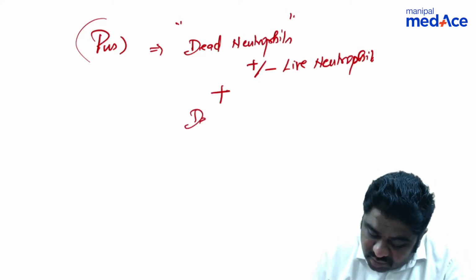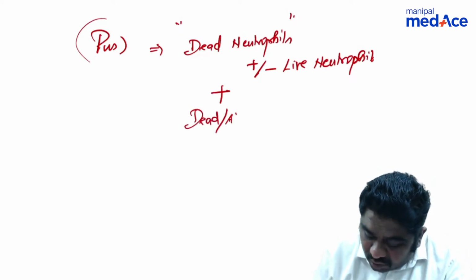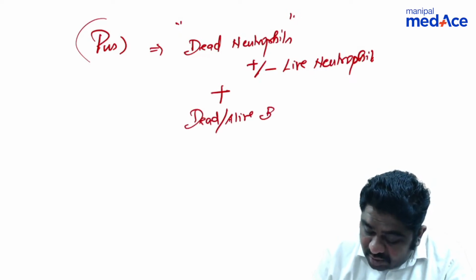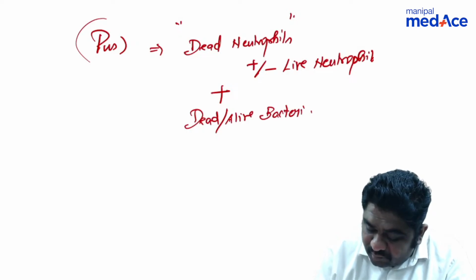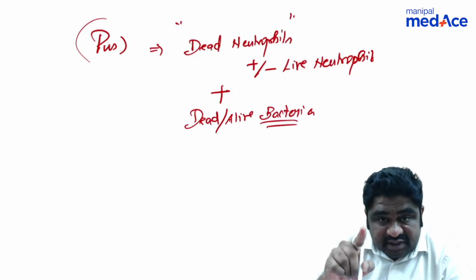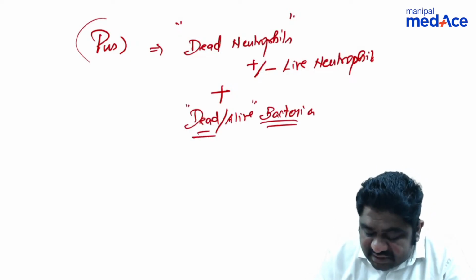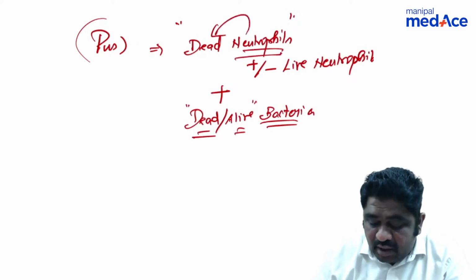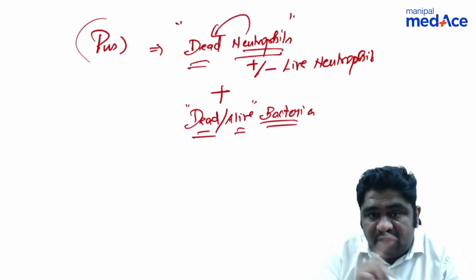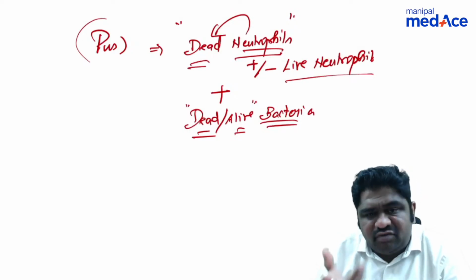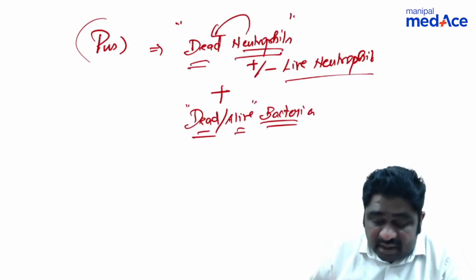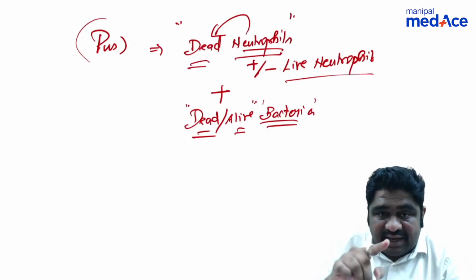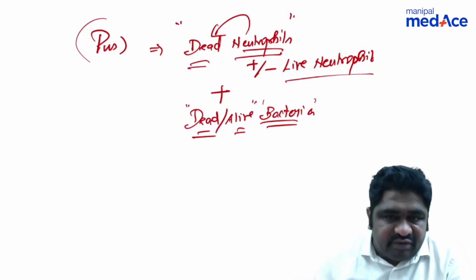Plus dead or alive bacteria. Now this bacteria should be present, but that can be present as dead or alive. Neutrophil should be present only as dead, and only dead neutrophils are capable of being called as pus. Live neutrophils may be present, may not be present. That doesn't matter. But a bacteria should be present either dead or alive. Catch them dead or alive, they say, right?